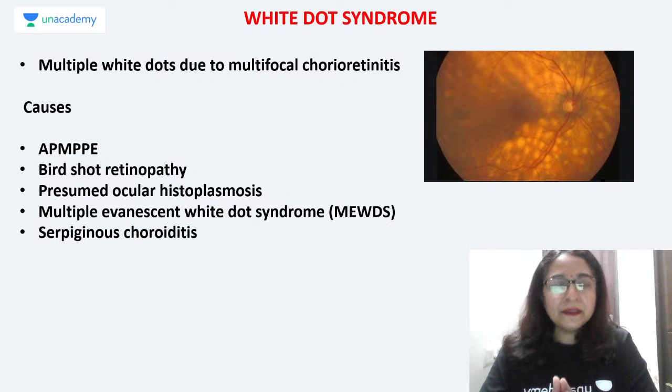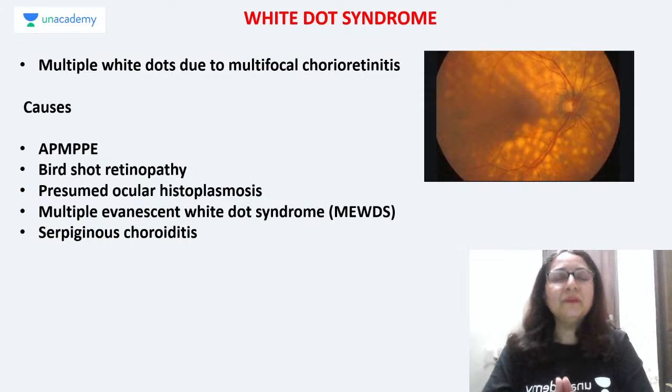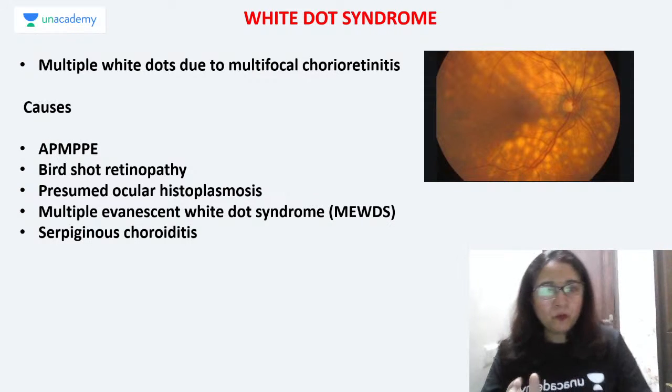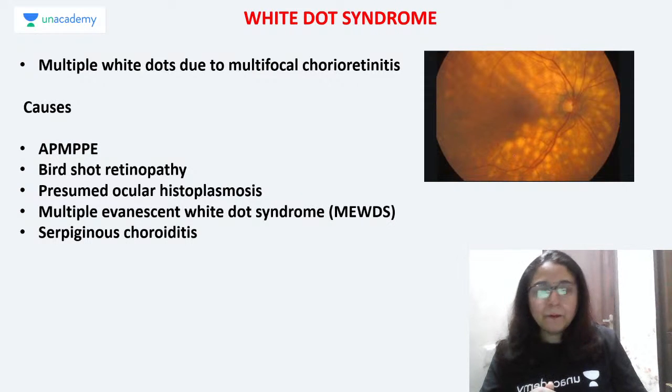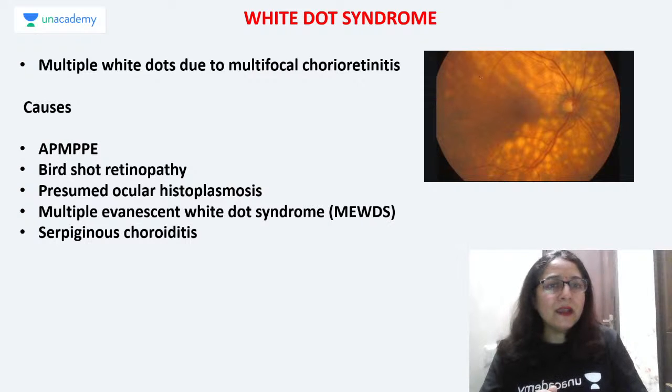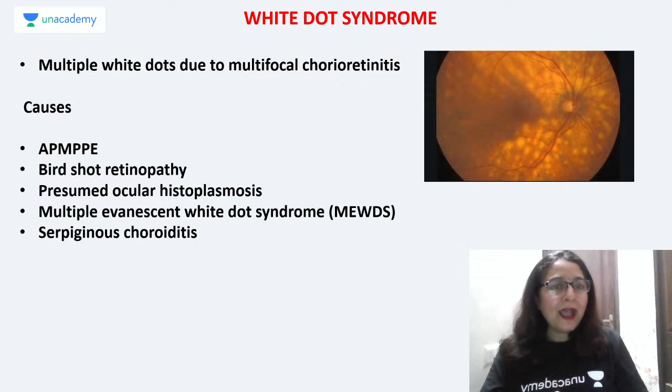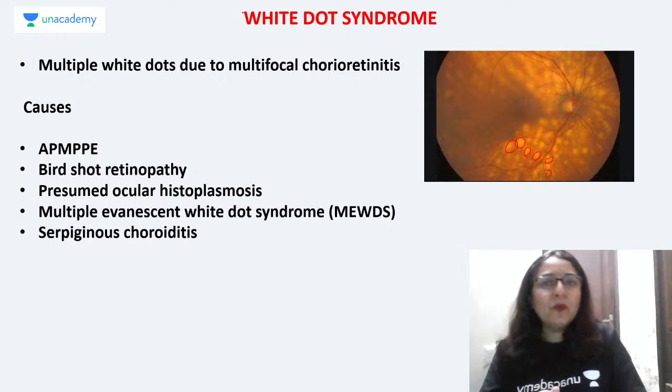Then another important one is white dot syndromes. Now, white dot syndromes include a spectrum of different clinical conditions, but in which the morphological appearance of the lesions is similar. And what do they appear like? They appear like multiple white dots, which are actually multifocal areas of chorioretinitis. So it's an inflammatory disease, and they appear like these white dots, as you can see here. So that is why the name white dot syndrome has been given.